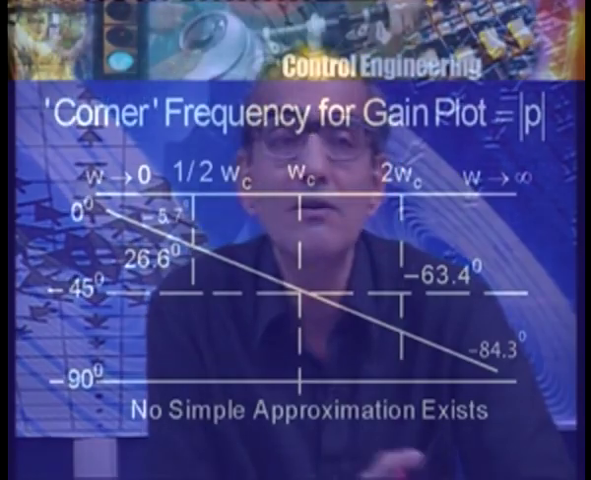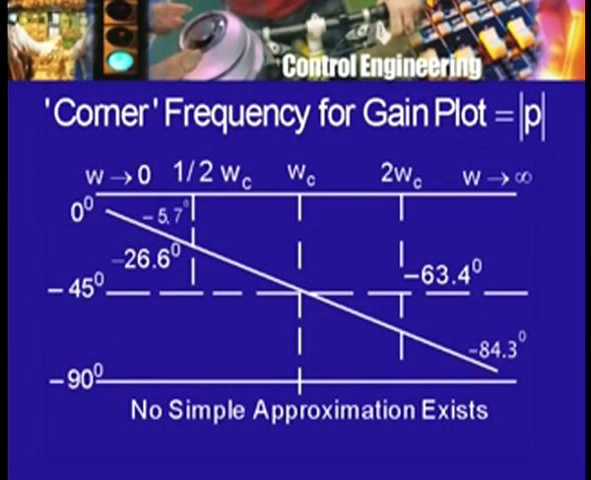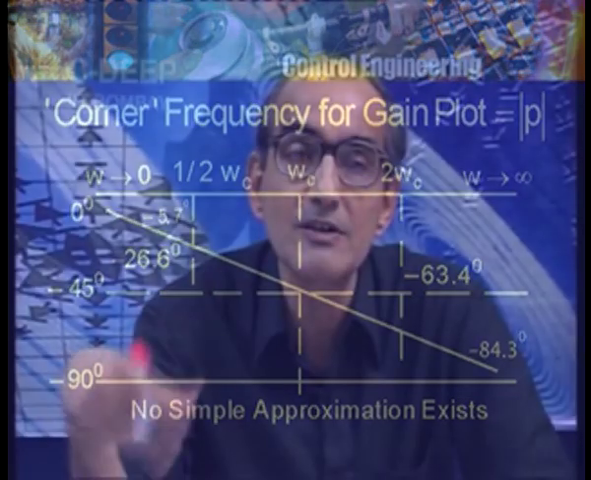Now, for each pole we will get a phase shift variation like this. Of course, the different poles will have different corner frequencies. So, these curves will be shifted horizontally along the frequency axis. For each zero, the phase shift instead of being negative, it is positive. So, it will vary from 0 to 90 degrees rather than from 0 to minus 90 degrees.